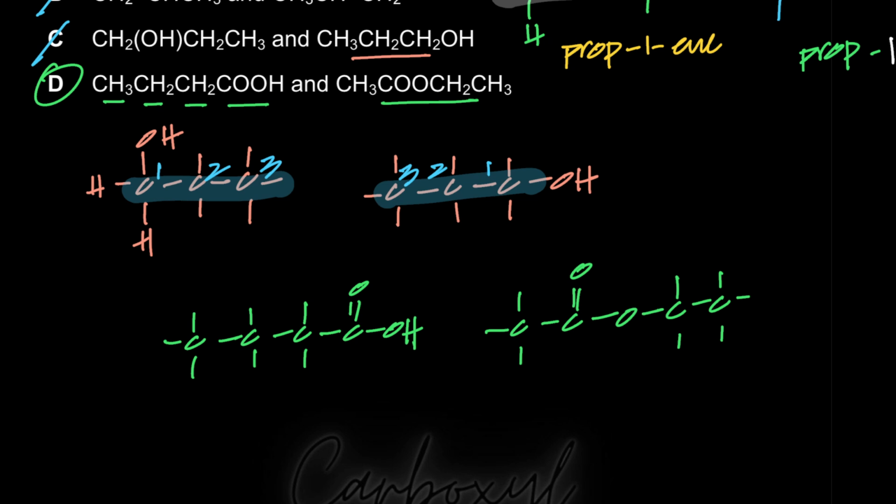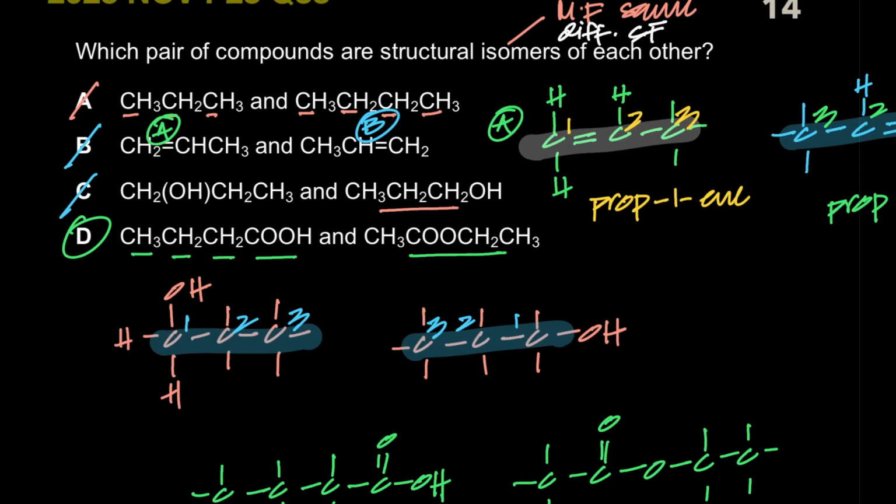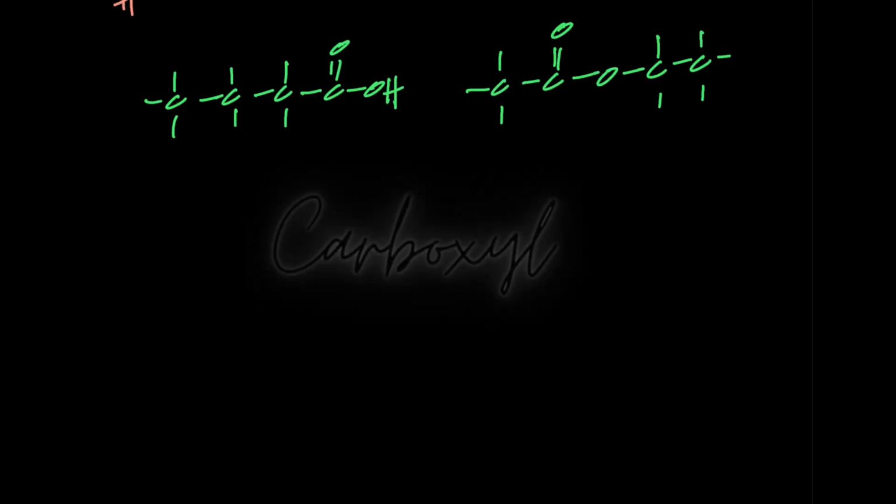So structural isomers further have three categories: chain isomerism, position isomerism, and functional group isomerism. These particular molecules are functional group isomers. Why? Because their functional groups are different. This is an acid functional group, and that's basically my ester, right? So D is the correct option. You could have done this particular MCQ in less than 30 seconds, right? I have to explain each and everything, so it takes me time.